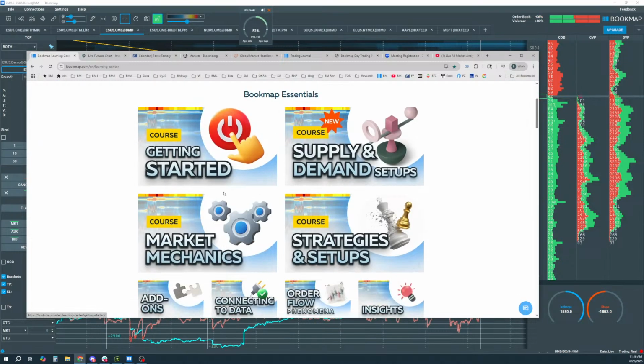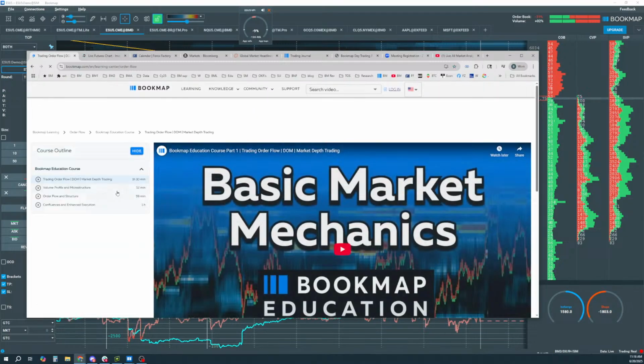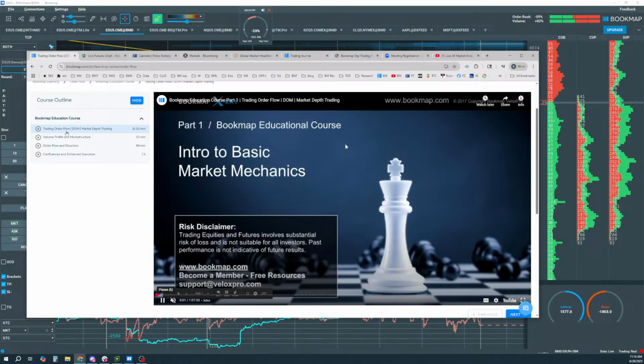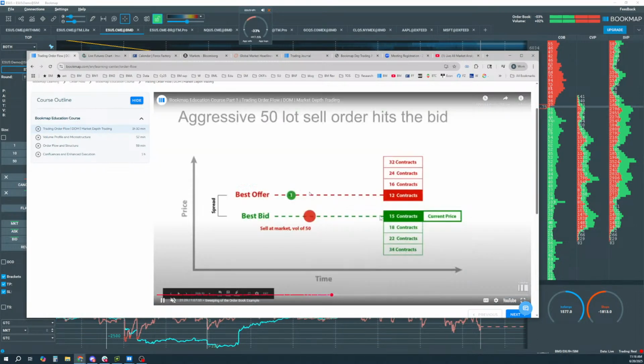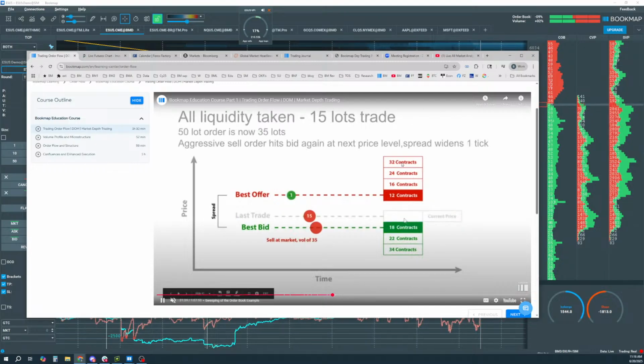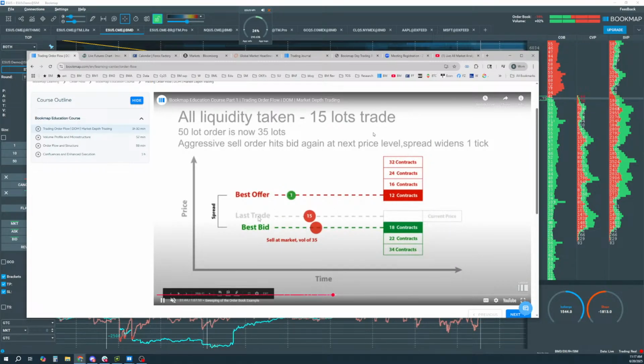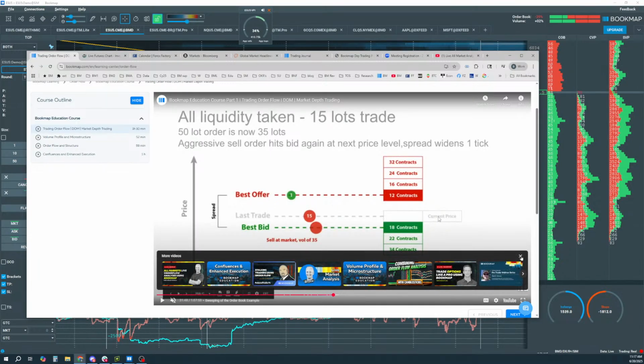Then the next step I would recommend is the market mechanics course. Click on this and then go through this video here. Basic market mechanics is essential to understand. You can see how we go through this in diagram form and simplify how you can understand how these markets operate and work. It is just not about candlesticks and indicators whatsoever. This is really how the auction works, and we go through it in detail, right?